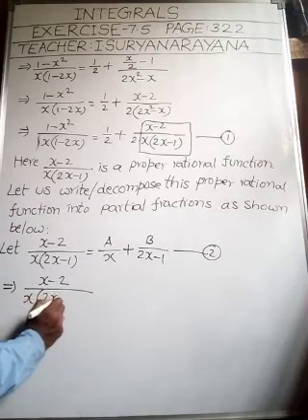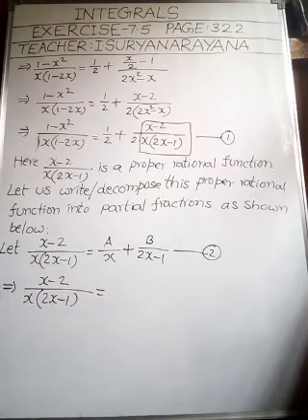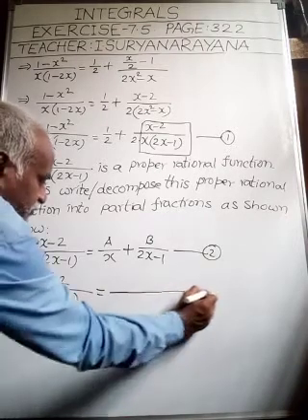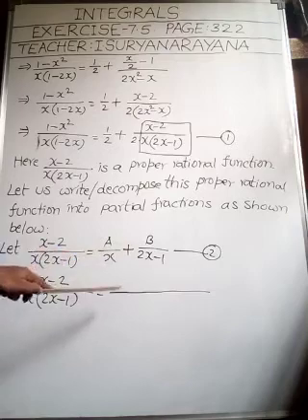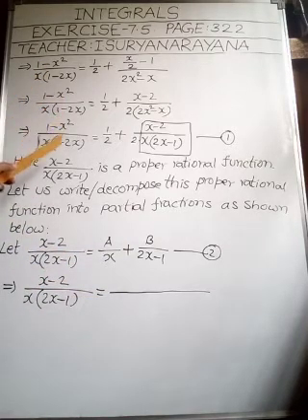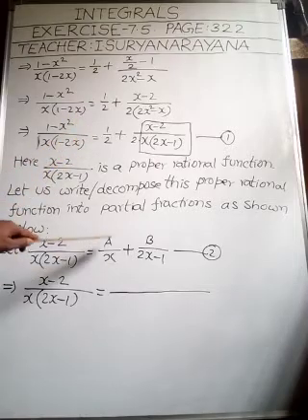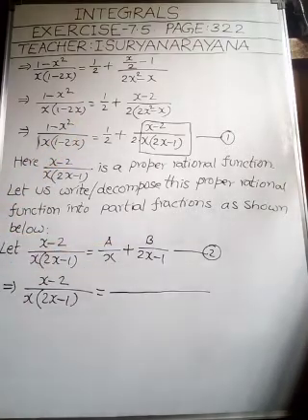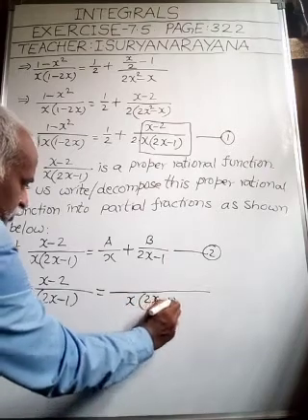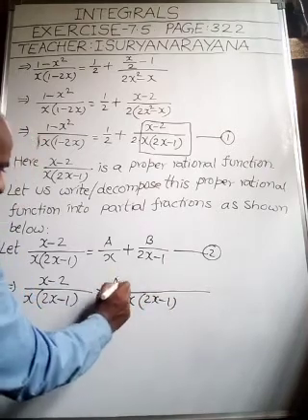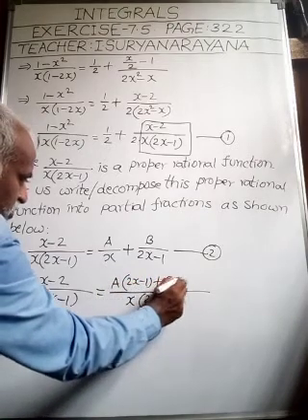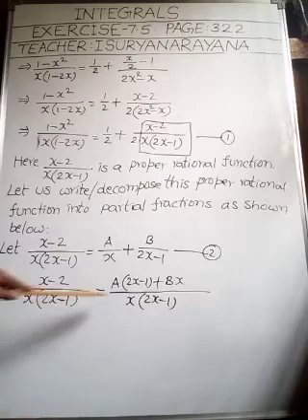This implies (x minus 2) by x into (2x minus 1) is equal to, let us take the LCM here. From here onwards, you follow the steps as we followed for question number 1 and question number 3 for finding the values of a and b. We take the LCM for the denominators. Then what will you get in the numerator? a into (2x minus 1) plus b into x. Understood this step, my children?